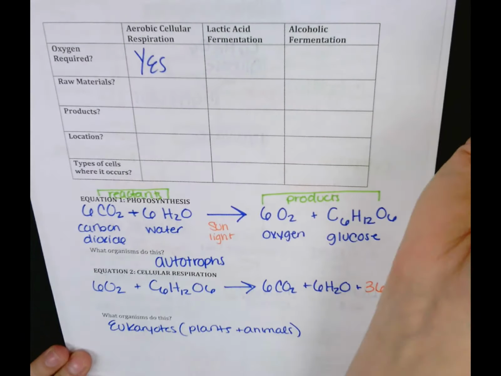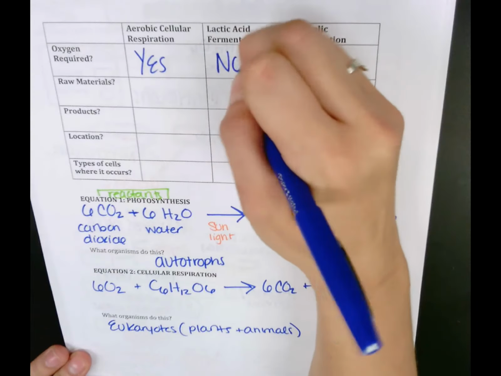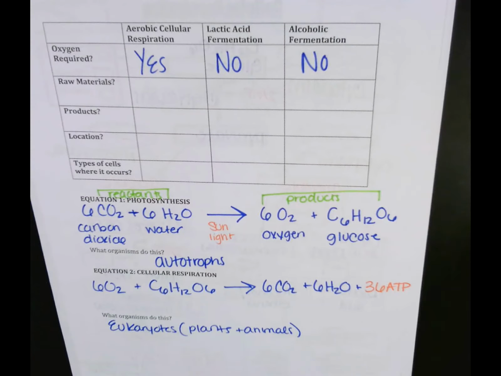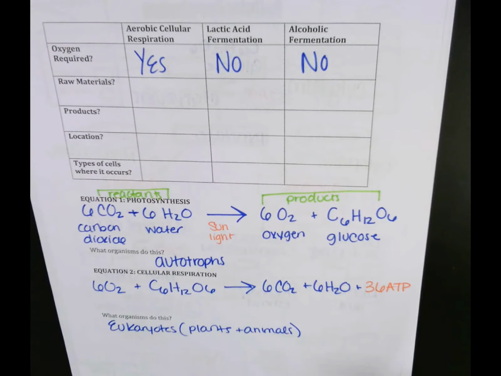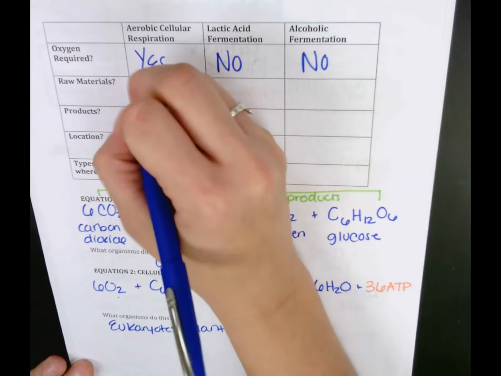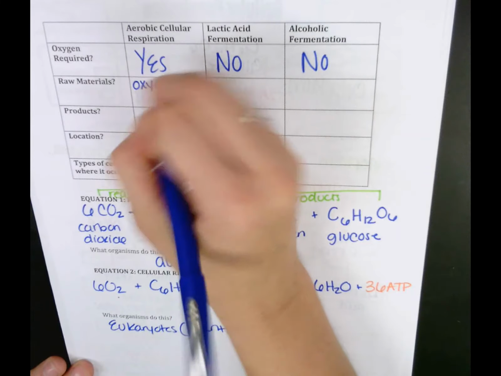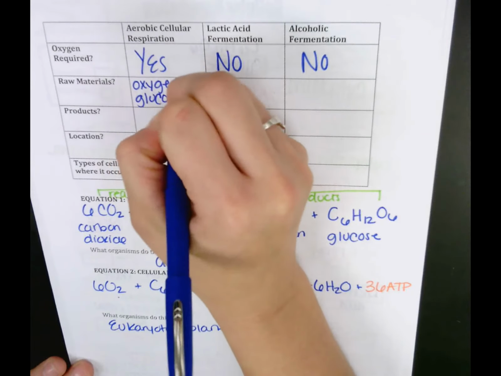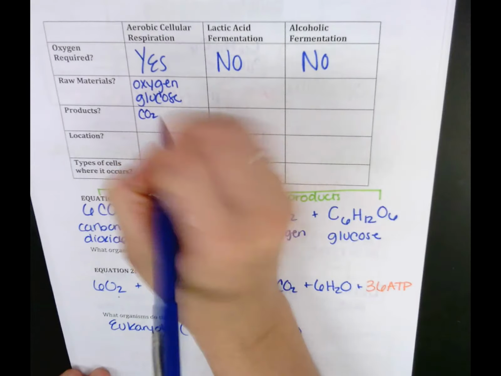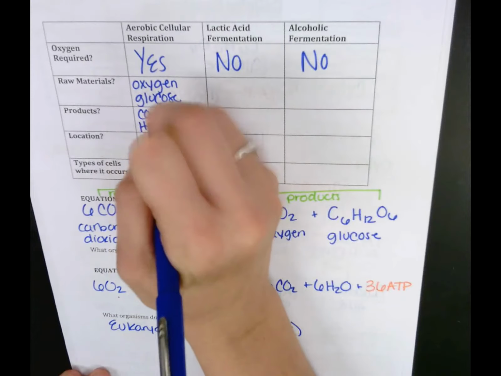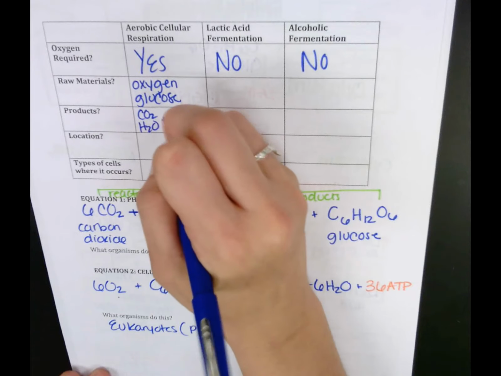Now, in both forms of fermentation, no, we don't need oxygen, but we're not going to produce as much ATP. So first, what are the raw materials of cellular respiration? Guys, what are the reactants? Oxygen and glucose. So we've got oxygen and glucose, okay? And what are the products? What is produced? We've got carbon dioxide, we've got water, and we've got, most important thing, ATP.